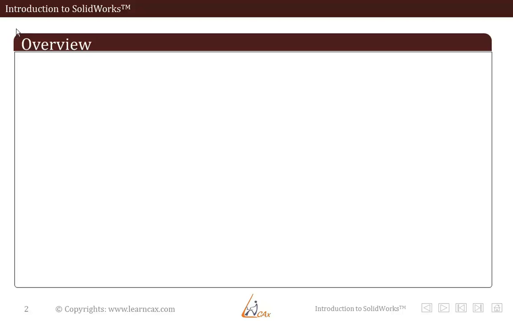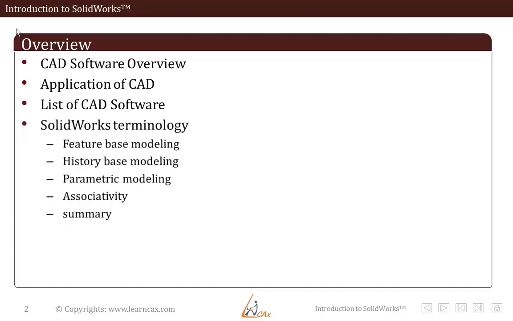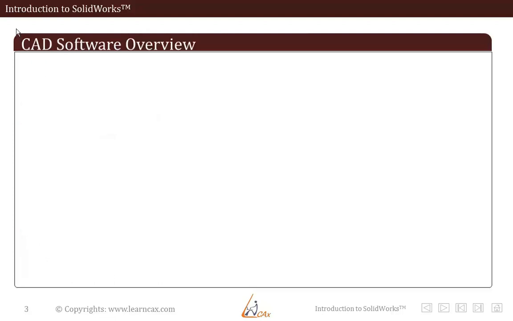In this course, we will first see the overview of what we are going to learn from this course. The first one is CAD software overview, then application of CAD, then the list of CAD softwares available in market, SolidWorks terminology. Specifically, we will be studying feature-based modeling, history-based modeling, parametric modeling, associativity, and summary of them. SolidWorks interface will be later studied in this course.